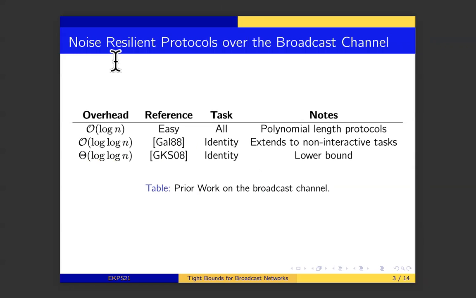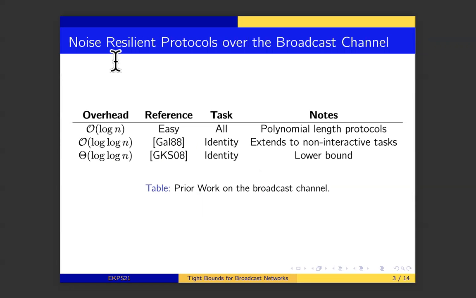Okay, we now have two models. We have the broadcast network and we have the noisy broadcast network. And clearly, noise can only hurt a protocol. So any protocol that works over the noisy broadcast network also works over the noiseless broadcast network. There's also a transformation in the other direction.